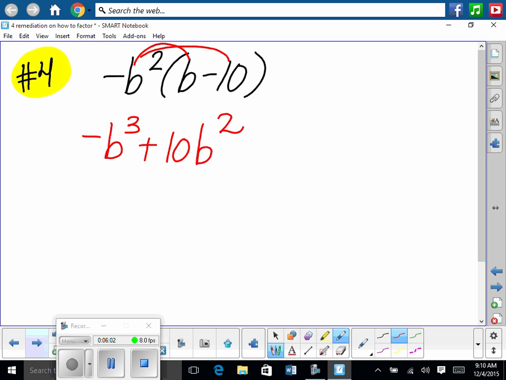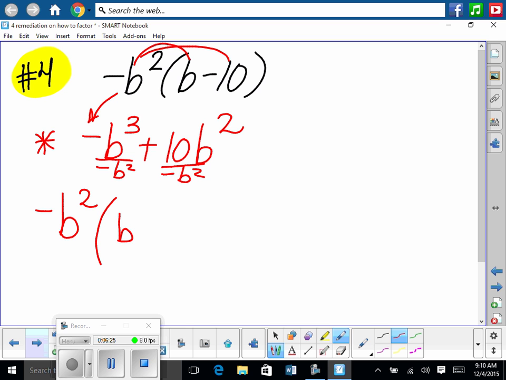So let's say we were here and we said factor. We would pull out what's in common in each term. So in each term, there's at least a b squared in common. But if we have a negative in front, we always pull out a negative with our factor. So I'm going to pull out negative b squared. Does everybody understand why? So then left-hand side, divide each thing by what you pulled out. We would have b, and we would have negative 10. Isn't that where we started?